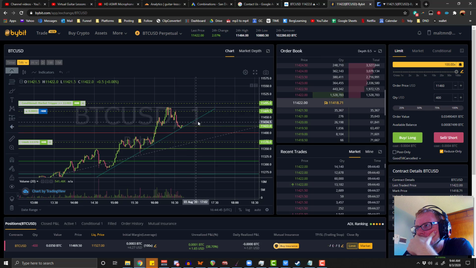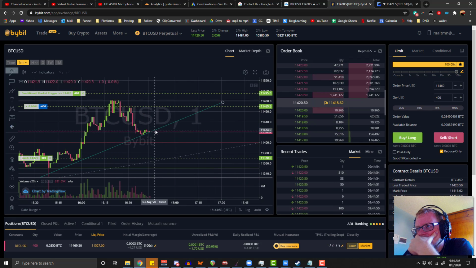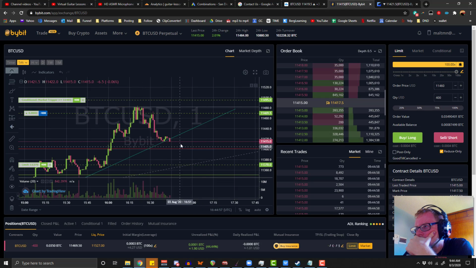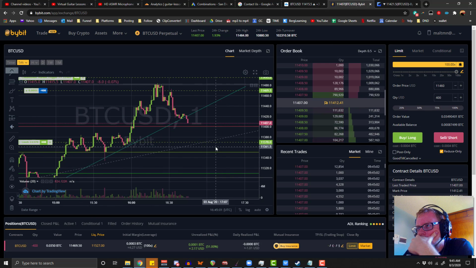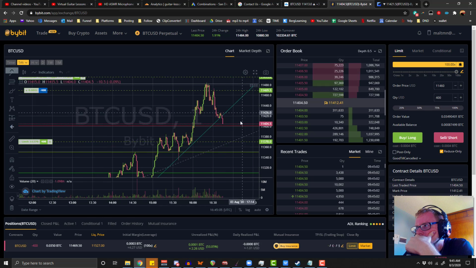Now it could just go to the other side of the line and then travel up the line and hold the line there. But if time goes on and nothing happens, this line is going to break, which is going to force the price down. As you can see, the line has broken and the price has forced down a bit.